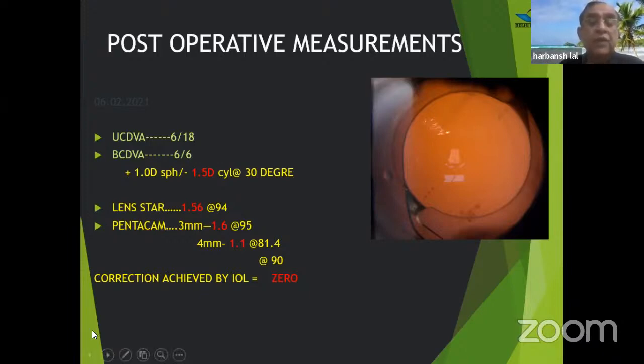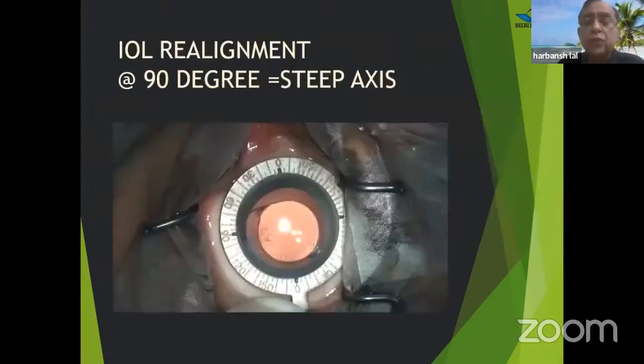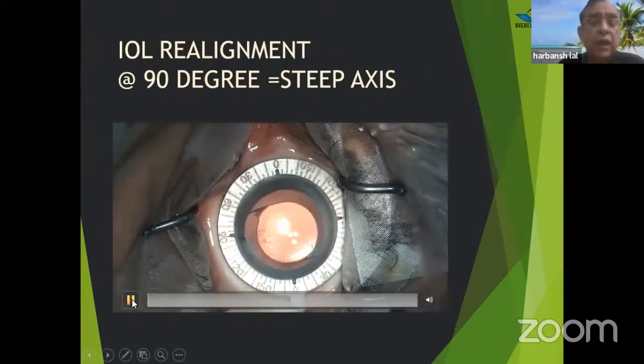And the correction achieved by this lens was more or less 0 because there was no correction. The lens was totally misaligned. So I don't have to take any photograph. I don't have to do anything. Just put the lens into shift axis because there is enough misalignment which can be corrected. So there is no need to do anything. So the patient was taken into the operation theater and it is very simple.